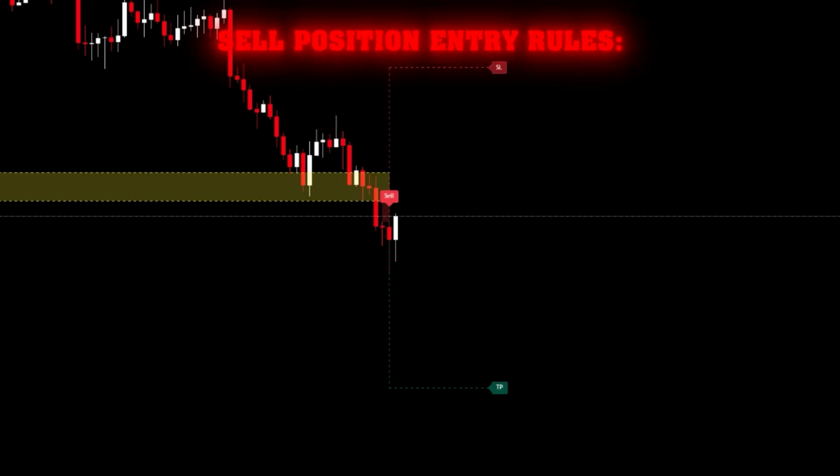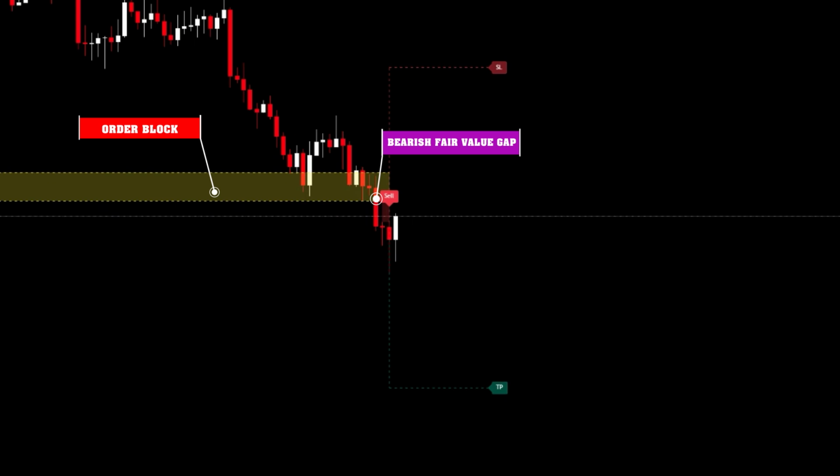Rules for entering a sell position: wait for the price to break out of the bearish order block, highlighted in yellow, with a high momentum bearish candle. If the candle that breaks the order block is also an FVG candle, it adds more validity to the setup. The indicator marks such candles in red.